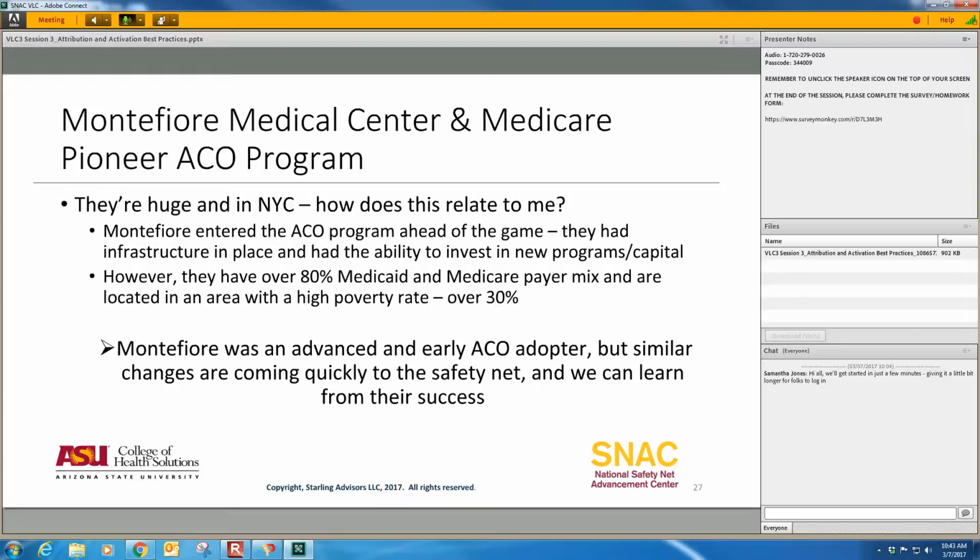They're different than the environment you're practicing in, but they entered the ACO program ahead of the game, and they had a significant level of infrastructure in place and the ability to invest in new programs and capital. But they were working with a very vulnerable patient population as well, something that will look similar to you. Over 80% of their patients are on Medicare or Medicaid, and they're in an area with a very high poverty rate. So they were able to make these investments and be successful in their ACO program, despite having challenging payer mix and patients with very complex needs.